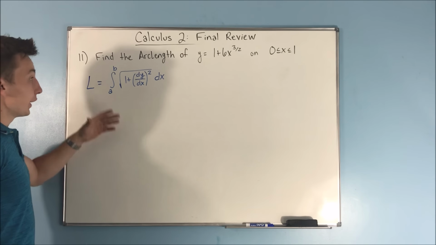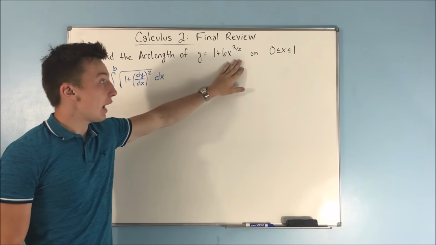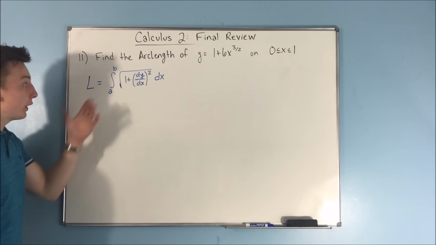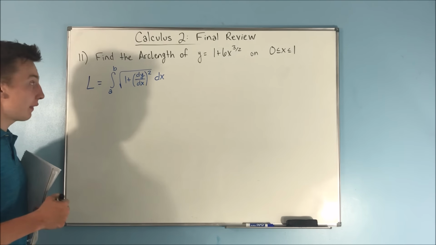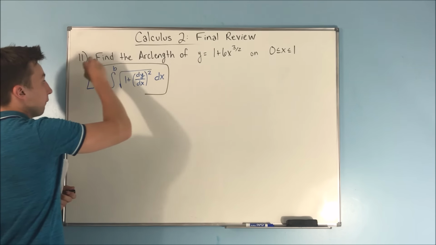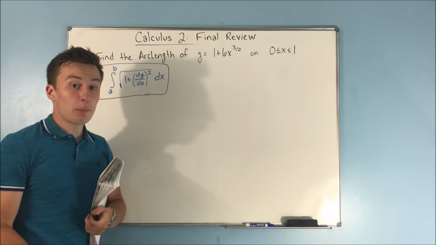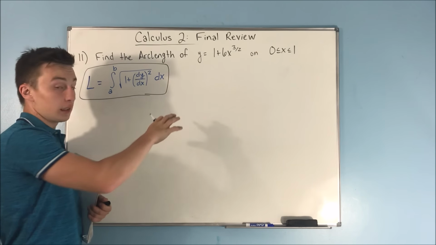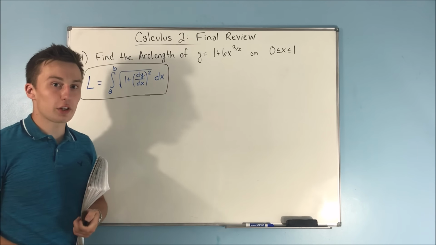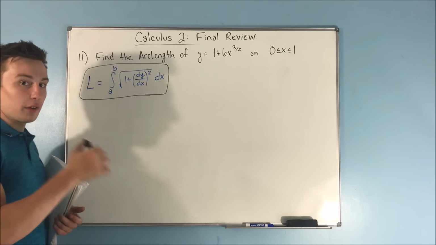So for our next question here, we want to find the arc length of y equals 1 plus 6 x to the 3 halves on the interval from 0 to 1. Okay, so here we have our arc length formula, and this is what we need to use for this problem. Remember, this is the arc length formula, not for parametric, not for polar, but for Cartesian. Just for regular Cartesian, no parameter, and we're not talking about polar either. They each have their different formulas.